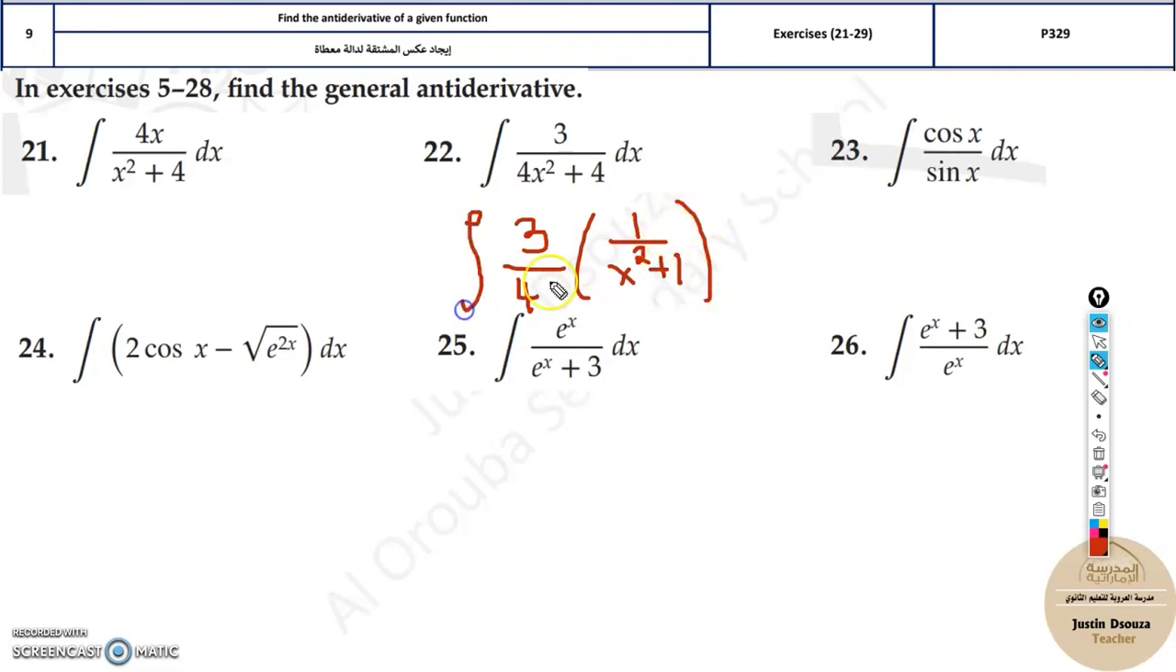Now, I hope you recall 1 by x squared plus 1 or 1 by 1 plus x squared is tan inverse. If you're integrating it, 3 by 4 is a constant number, leave it as it is. This will become tan inverse of x. Now don't forget to write plus c. Very simple, we have seen this before.